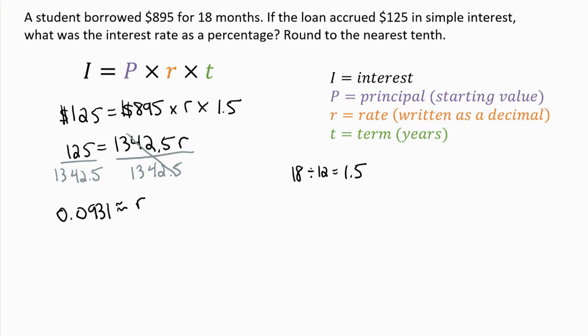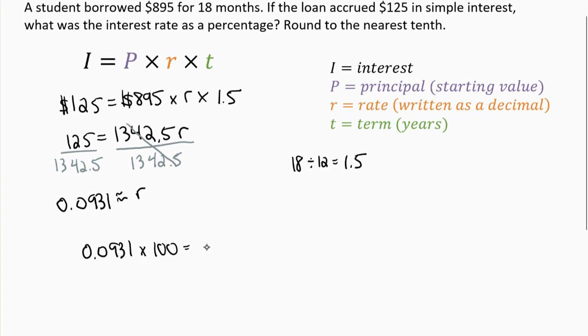So now we want to write that as a percentage. That's what the problem said, write it as a percentage. So you could take this decimal and just move it over twice if you'd like, or we write 0.0931, multiply that by 100, and that will automatically move that decimal over twice. We'd be left with about 9.31. And that would be the percent.